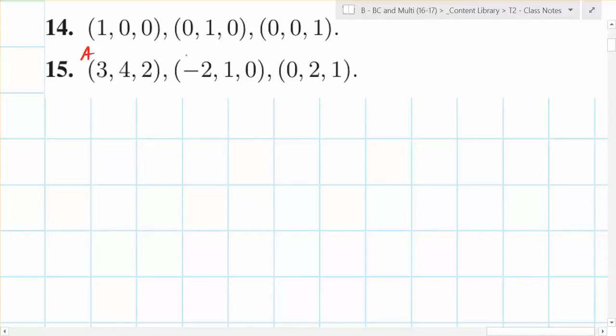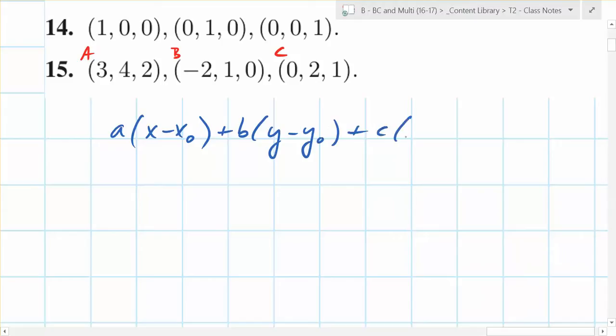We'll label the points A, B, and C. And then what's the equation for a plane that we like to use? A times what? Yep. Plus B times, yep, y minus y naught plus z minus z naught equals 0.